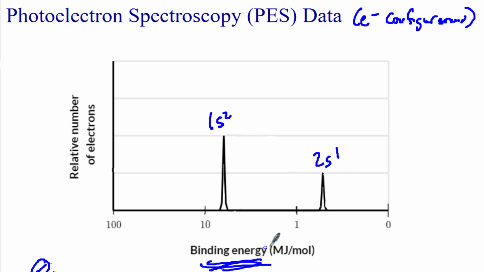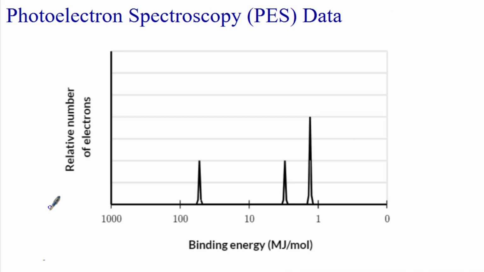You can see which electrons would be most easily removed: the ones on the outside, which we call the valence electrons, because it takes the least amount of energy to remove them. They're least bound to the nucleus. So let's take a look at another example.